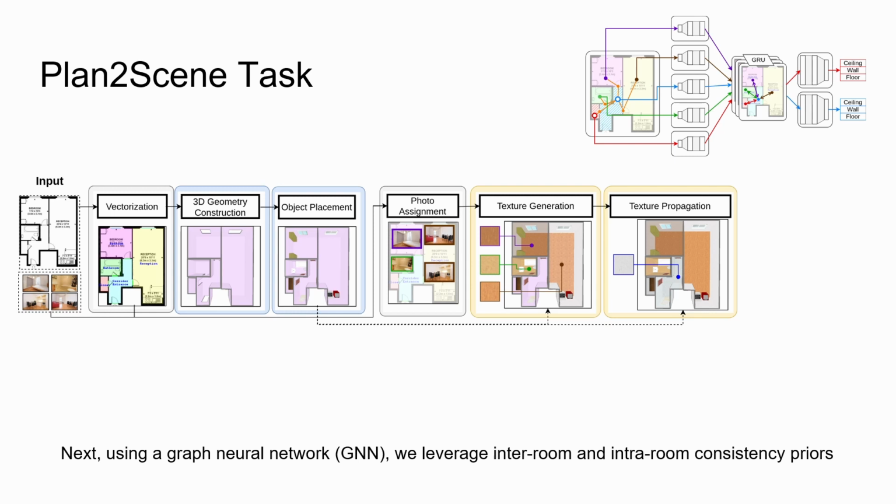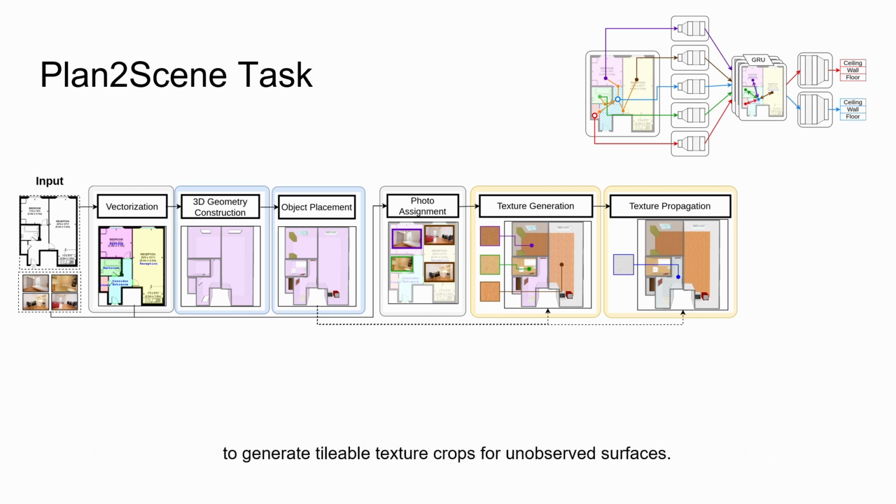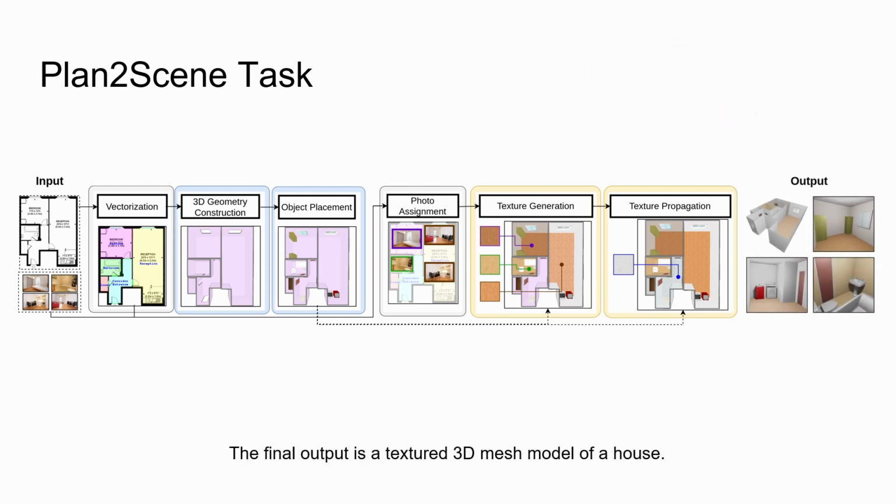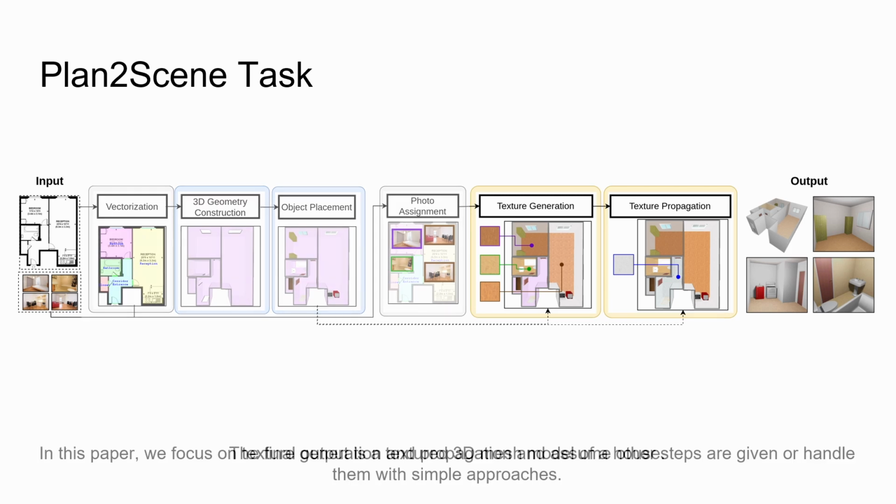Next, using a graph neural network, we leverage inter-room and intra-room consistency priors to generate tileable texture crops for unobserved surfaces. The final output is a textured 3D mesh model of a house. In this paper, we focus on texture generation and propagation, and assume other steps are given or handle them with simple approaches.